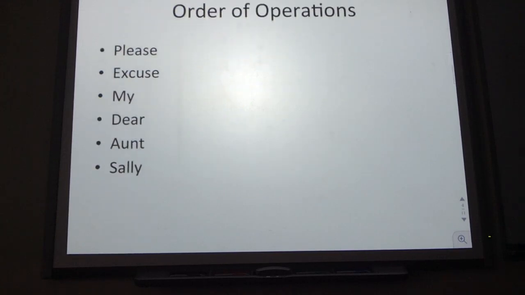Okay, up next, just a reminder of order of operations. Please excuse my dear Aunt Sally is a way that some people remember it. Another way is just saying the word PEMDAS. Okay, what does the P stand for? Parentheses. Actually, I'm just going to write the symbol. Parentheses. That also can include any grouping symbol, right? So we want to do brackets as well, or absolute value lines. Another one that we didn't talk about is a square root symbol. We want to do everything that's grouped together.